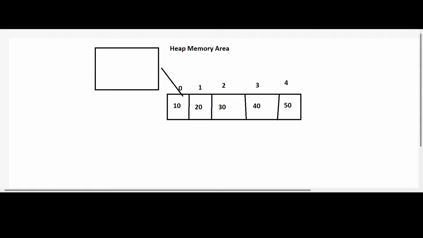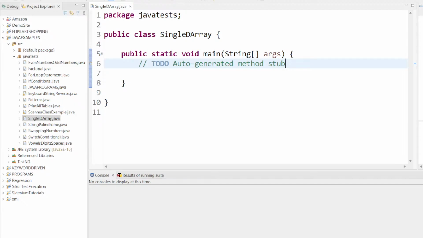Now let me show you the coding part as well, how it will read the values based upon the index values we have provided. Let me show you a single dimensional array example. So now go back to your Eclipse.